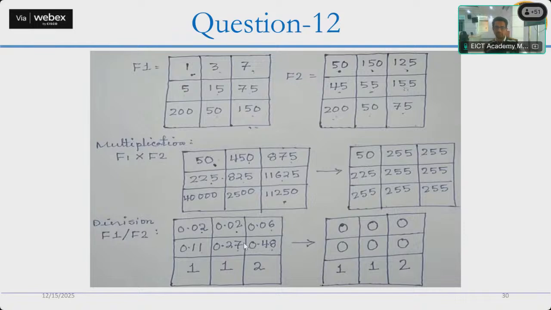In division, what has been shown is basically 0.02. Again, it is closest to the 0 value, that's why it is 0. And it has been mentioned this.